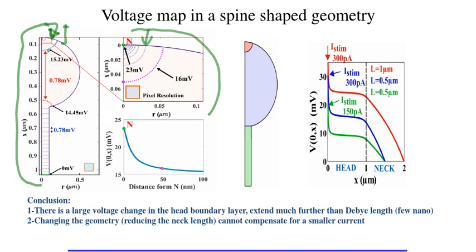So we have here this example of how the voltage is changing with the distance from the North Pole. Again, it shows that there is a penetration, a large change with the distance, much longer than the Debye length, when a current is injected.